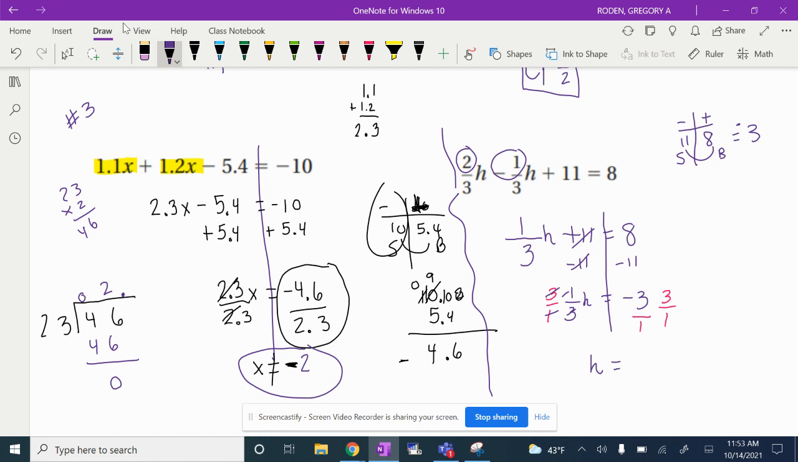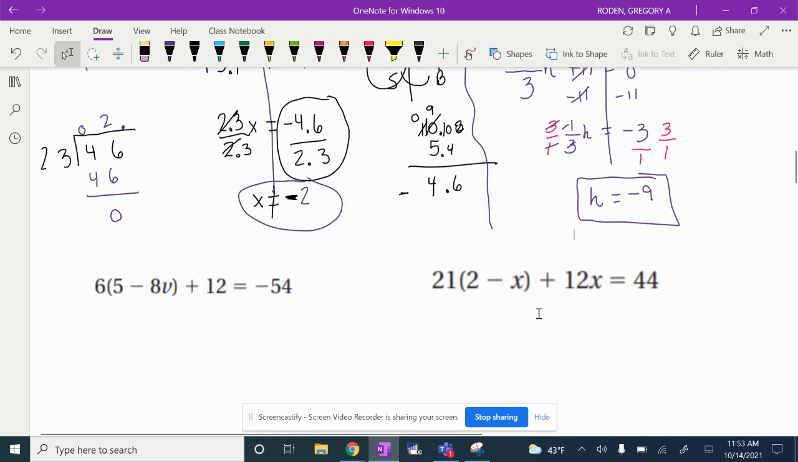So I get h equals, multiply straight across. Negative 3 times 3 is negative 9. 1 times 1 is 1. And I don't have to put it over 1 because I know negative 9 over 1 is just negative 9. And I'm done. Hopefully I'm doing these right. Didn't make any mistakes. All right.